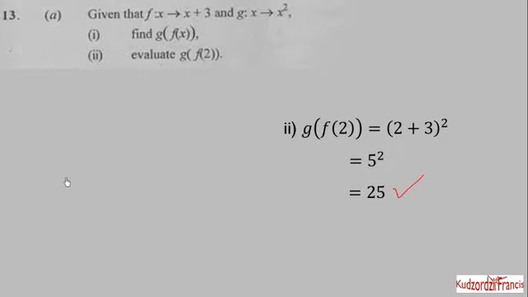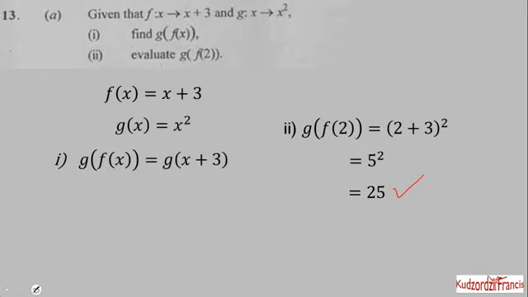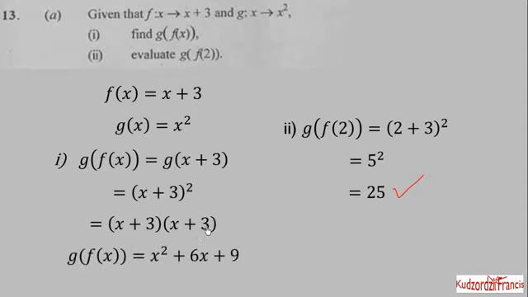So for the I part, we just plug in the function, which is put f of x inside g of x. So wherever you see x, you put x plus 3. So x plus 3 squared will be the same as x plus 3 times x plus 3, and when we expand we get x squared plus 6x plus 9.